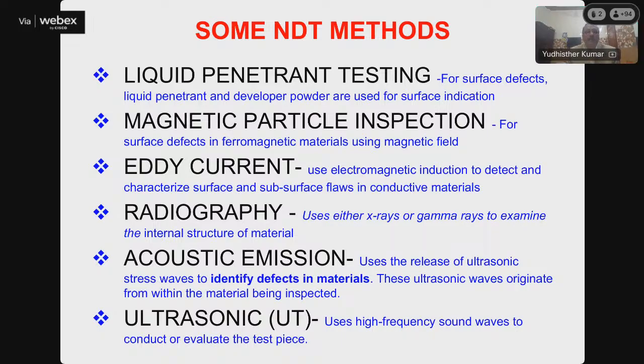In addition to ultrasonic NDT, there are a number of NDT methods. That is liquid penetrant testing. It can be used for surface defects. Liquid penetrant and developer powder are used for surface indication. Magnetic particle inspection is for surface defects in ferromagnetic materials using a magnetic field. Eddy current testing uses electromagnetic induction to detect and characterize surface and subsurface flaws. Radiography uses either X-rays or gamma rays to examine the internal structure of the material. And acoustic emission uses the release of ultrasonic stress waves to identify defects in material. The ultrasonic waves originate from within the material being inspected. And ultrasonic test, UT, uses high-frequency sound waves to evaluate the test piece.